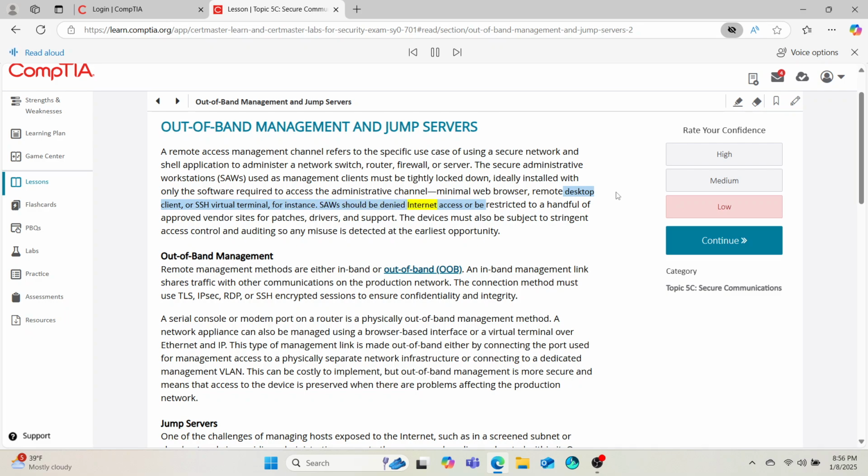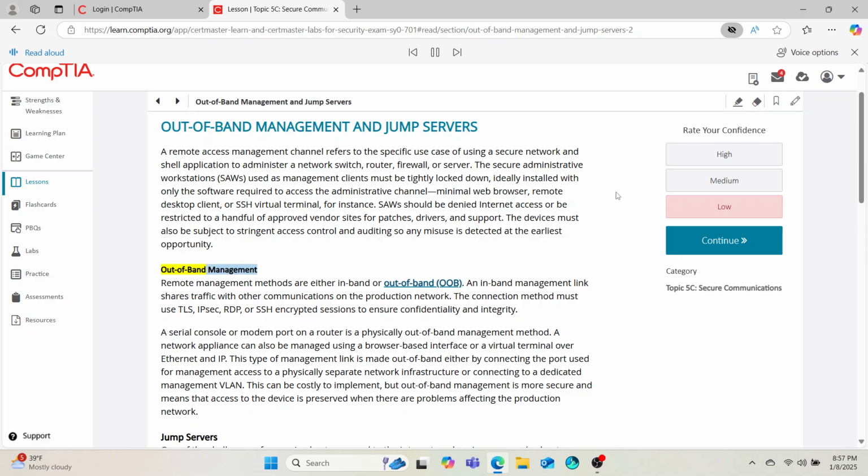SAWs should be denied internet access or be restricted to a handful of approved vendor sites for patches, drivers, and support. The devices must also be subject to stringent access control and auditing so any misuse is detected at the earliest opportunity. Out-of-band management. Remote management methods are either in-band or out-of-band, OOB. An in-band management link shares traffic with other communications on the production network. The connection method must use TLS, IPsec, RDP, or SSH encrypted sessions to ensure confidentiality and integrity.